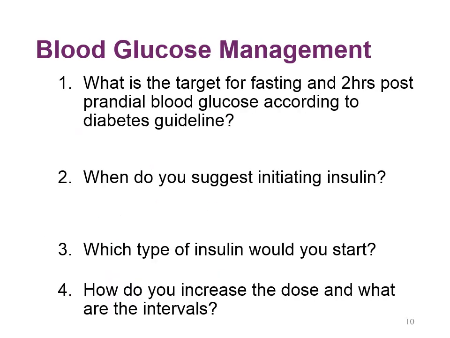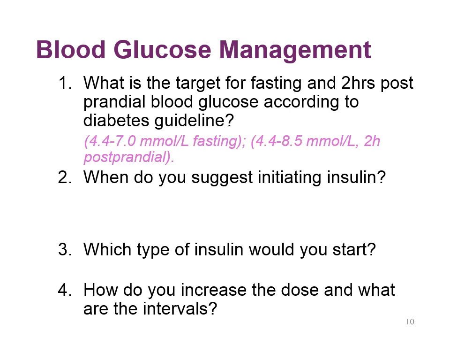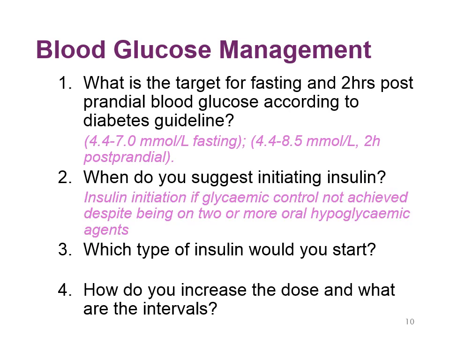Okay, now let's look at the blood glucose management. So what is the target for fasting and 2 hours postprandial blood glucose according to the diabetes guideline? Just shout out if you have the answers. 4.4 to 7 for fasting and 4.4 to 8.5 if it's 2 hours postprandial. So when do you suggest initiating insulin? So insulin initiation if glycemic control is not achieved despite being on 2 or more oral hypoglycemic agents.